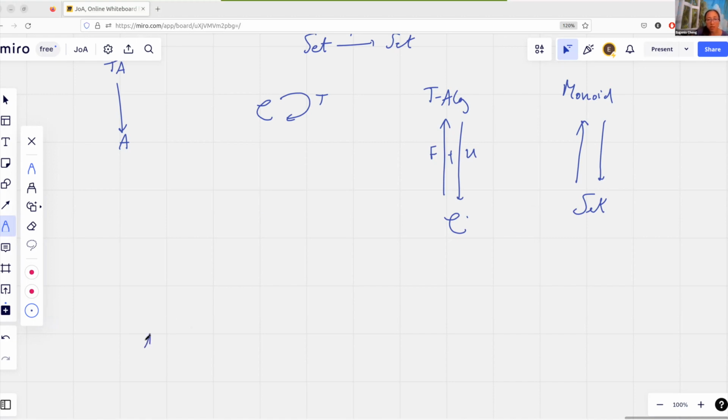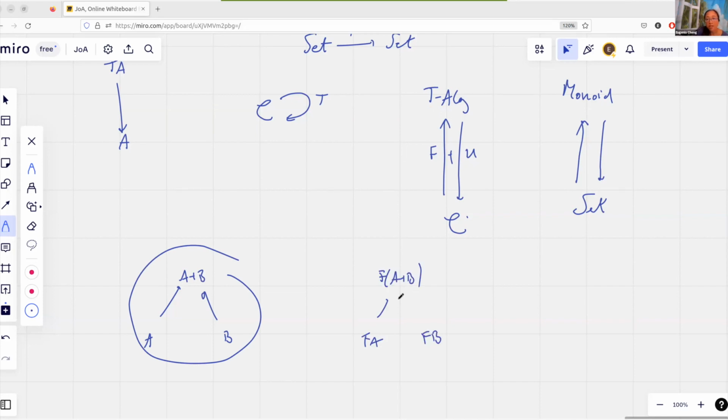So preserving coproducts means that if you start with a coproduct over here and apply F to the entire diagram, is it still a coproduct?